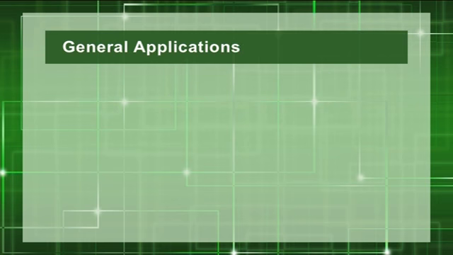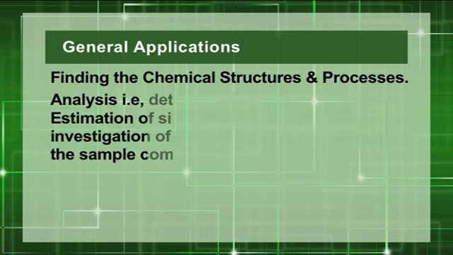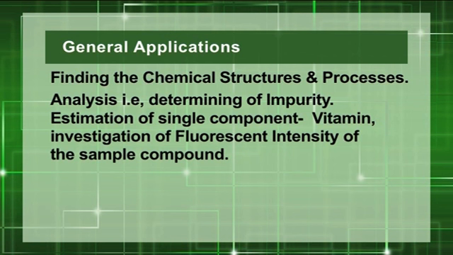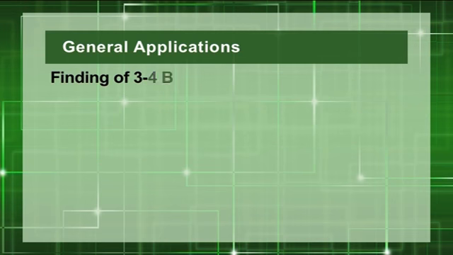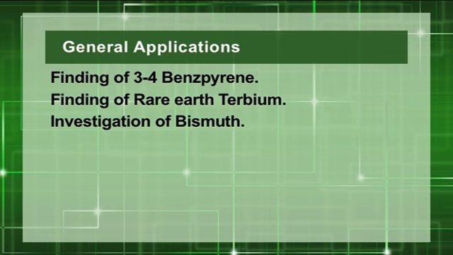The general applications of spectrophotometers are finding chemical structures and processes, analysis, that is determining of impurity, estimation of single component vitamin, investigation of fluorescent intensity of the sample compound, finding of 3,4 benzpyrene, finding of rare earth terbium, investigation of bismuth.